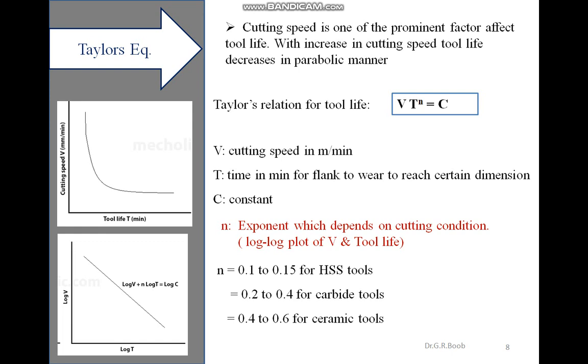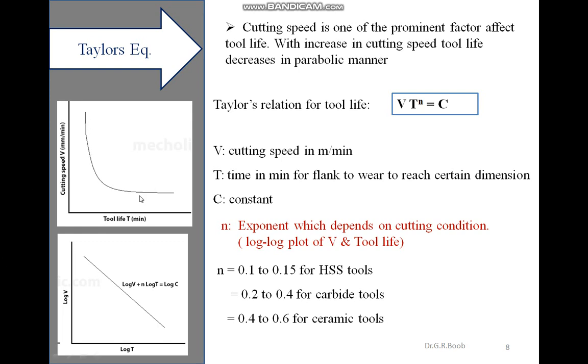Now we will see Taylor's relation for determination of tool life. Out of various factors which are responsible for tool wear and tool life, cutting speed and temperature are considered the most important and prominent factors to affect tool life. Temperature is somehow dependent on the cutting speed. So, out of cutting speed and temperature, cutting speed is one of the prominent factors to affect tool life. With increasing cutting speed, tool life decreases rapidly in a parabolic manner.